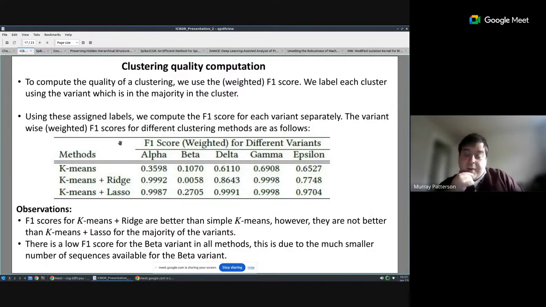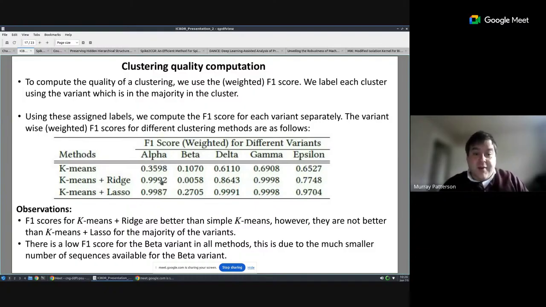This was just a clustering method, so we didn't really have a ground truth to go on. What we did was label each cluster with the variant that is the majority in that cluster. Those would be the ground truth labels of these clusters. If you then look at the F1 score, it gives you an idea of how pure the clusters were when generated by these methods, right?